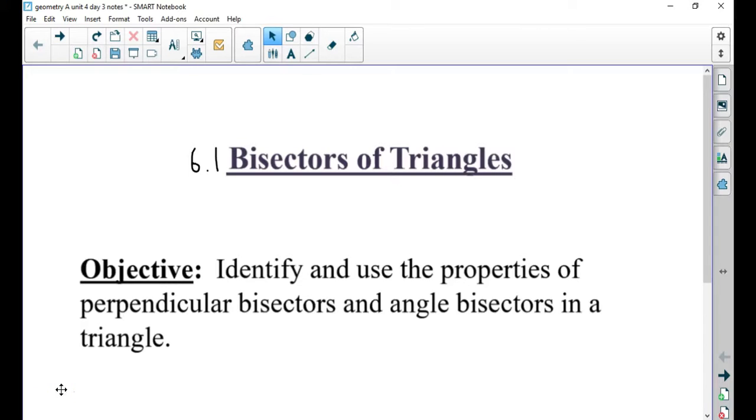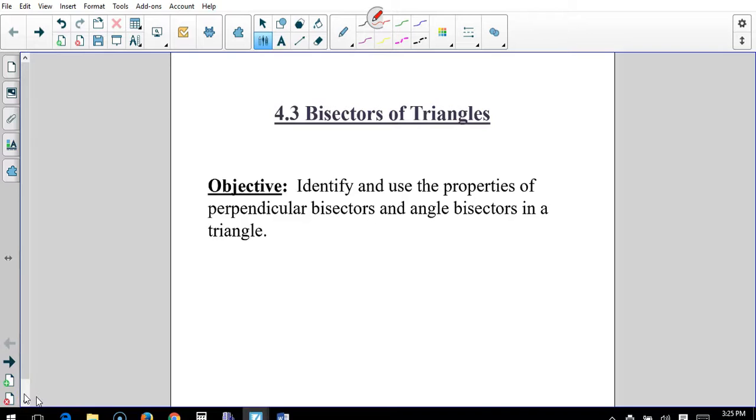Okay, 6.1 bisectors. Remember what a bisector is. A bisector is something that cuts a line segment or an angle in half, into two equal parts. So our objective is to identify and use the properties of perpendicular bisectors and angle bisectors in a triangle.